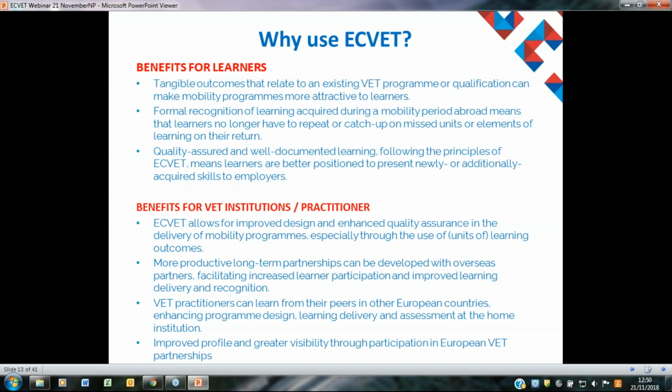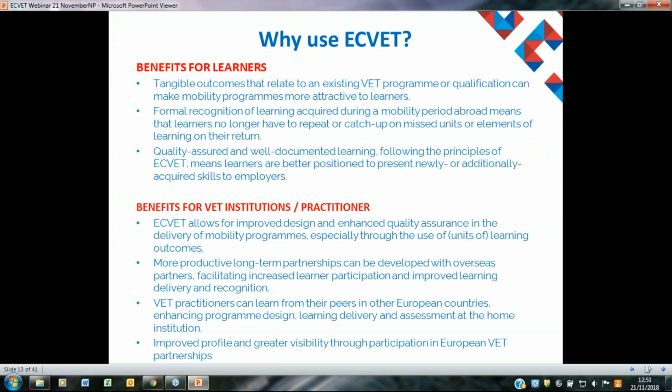And that's one thing that comes up in the ECVET stories, is that both experienced organizers and those who've only maybe used ECVET once or twice, they always say it gives far more focus and structure to their programs, not just for them, but for their learners as well. Because learning which takes place overseas is formally recognized, it means that learners no longer have to repeat or catch up on missed units or elements. So again, it makes mobility far more attractive and a benefit to the learner.